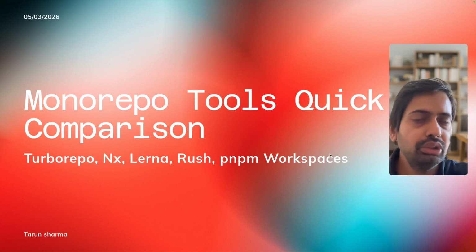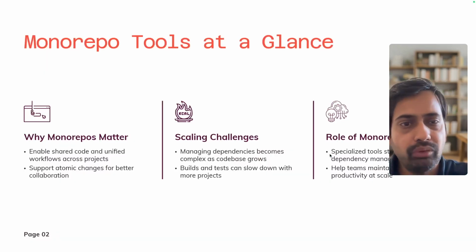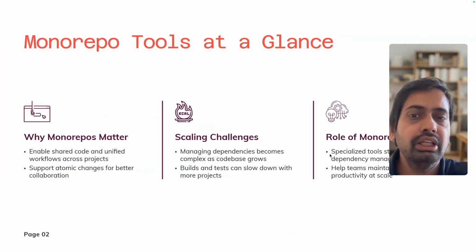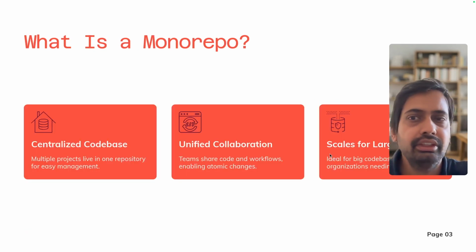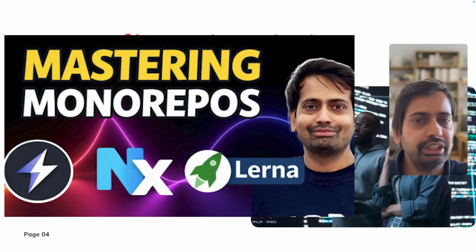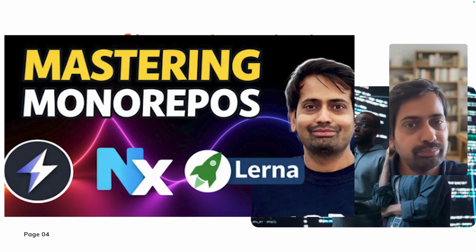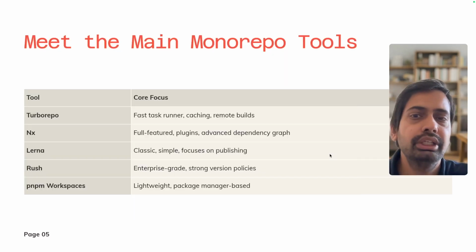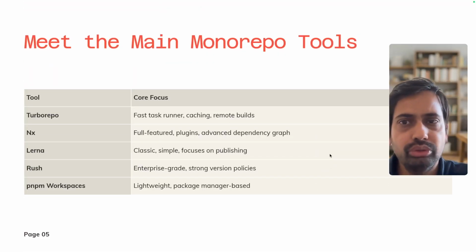So in this video, let's quickly take a look at what the different monorepo tools are, and A versus B versus C. That means Turborepo, Lerna, and NX, right? So what is a monorepo? It's a centralized code base, unified collaboration, and scale at large, right? I already have covered a whole playlist specifically on monorepos. Now we are just going to take a look at simple monorepo tooling, like which ones you should choose for your actual production application.